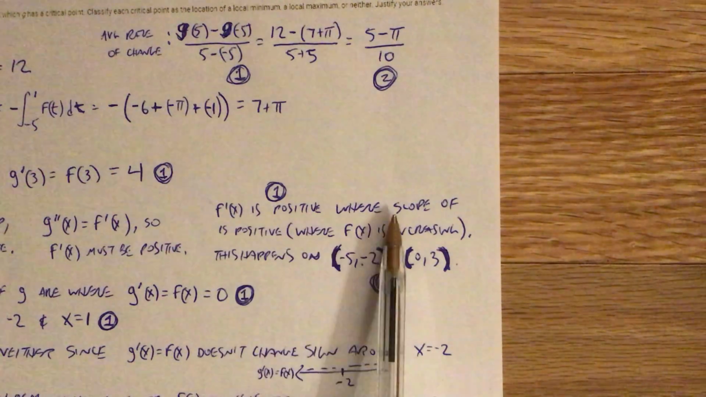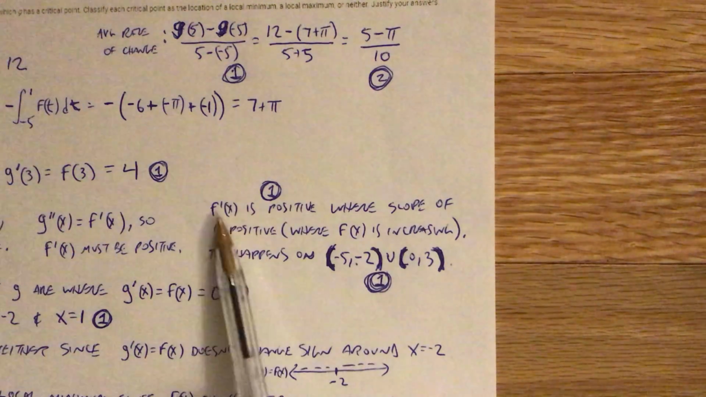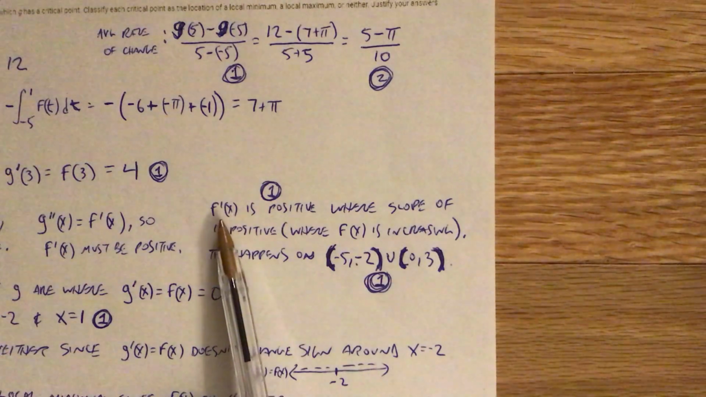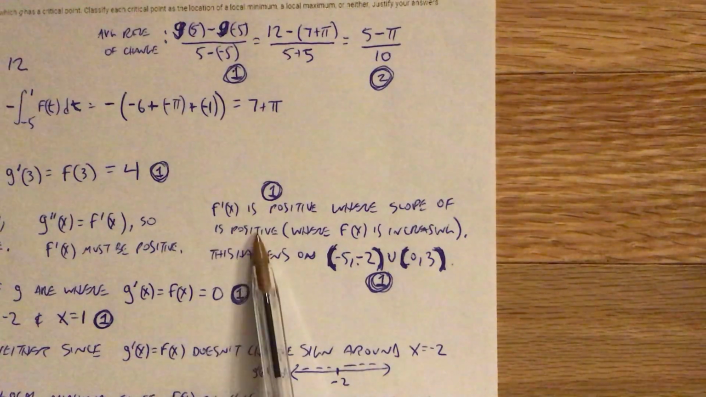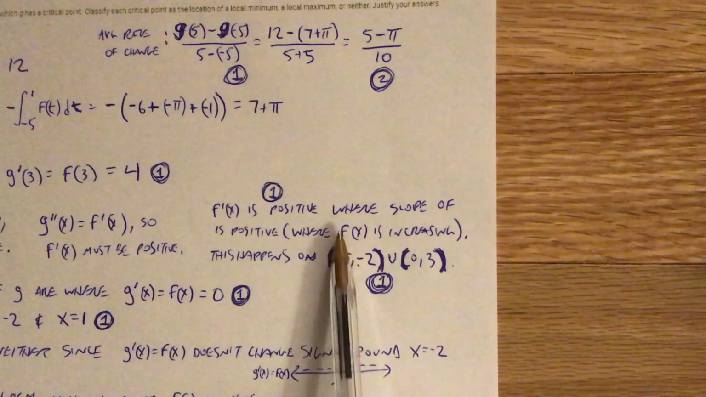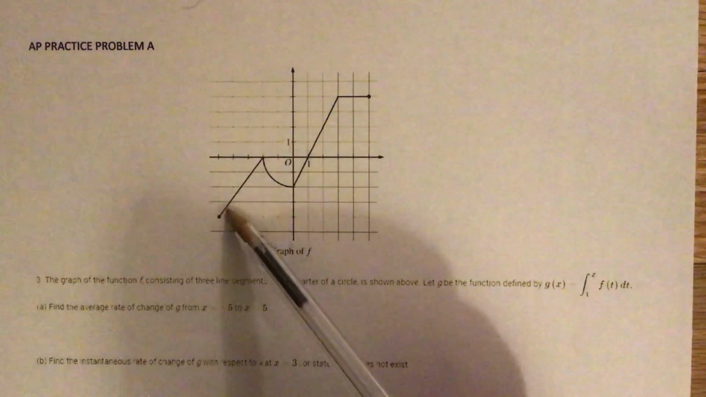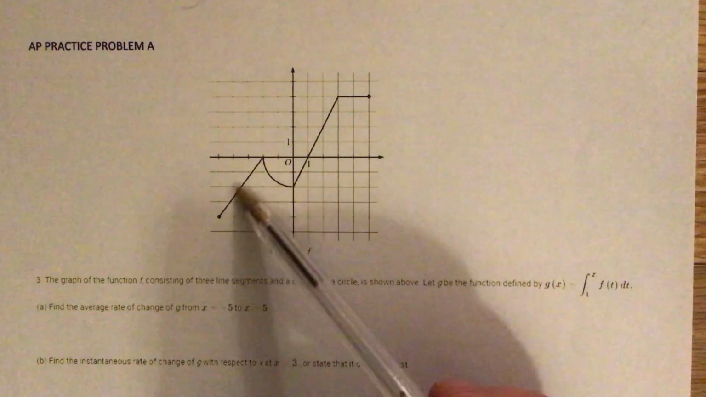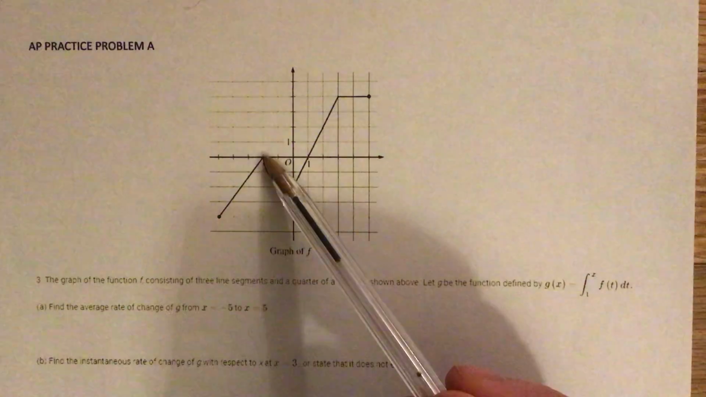If f prime of x needs to be positive, let's keep in mind what f prime is. F prime represents the slopes of f. So we don't have a picture of f prime, but we can look at the slopes of f to figure out what the derivative is. So f prime of x is going to be positive where the slope of f is positive, or where f of x is increasing. Where does that happen? Well, the derivative of f is going to be positive when the function f is increasing. So there's positive slope in this interval. This is from -5 to -2.